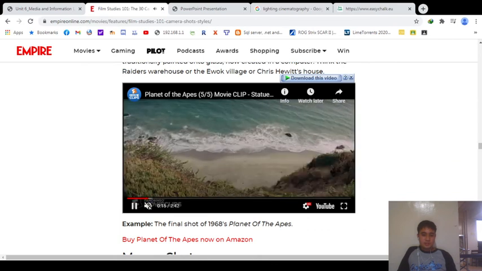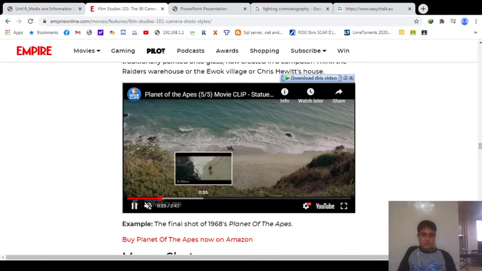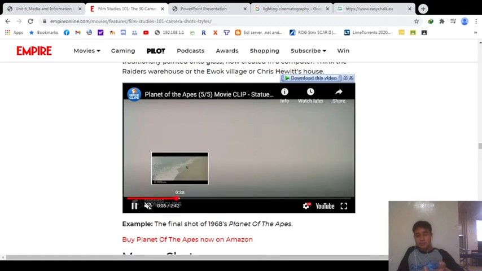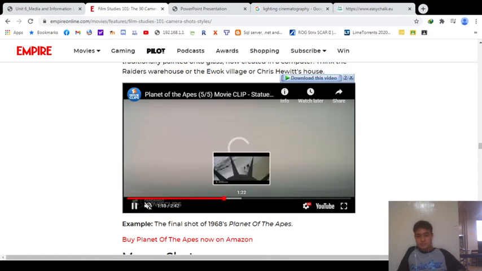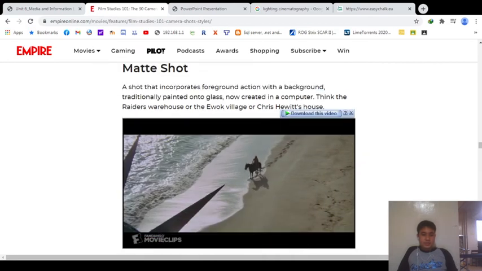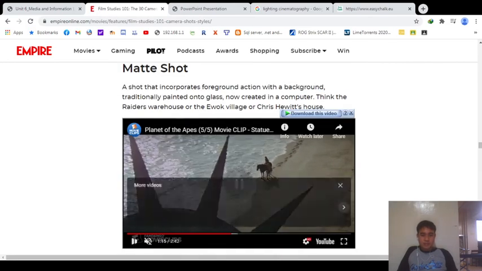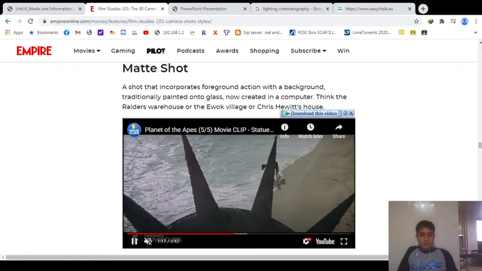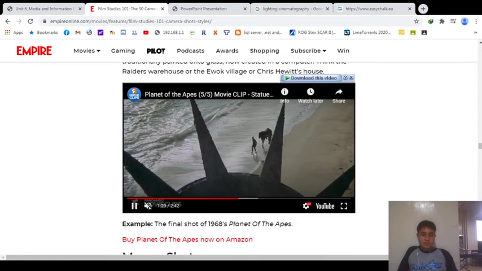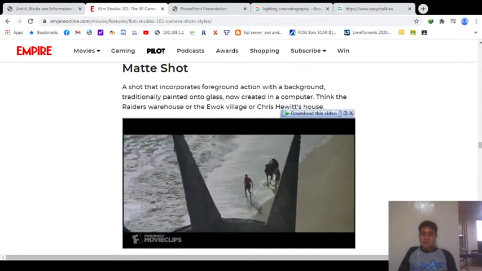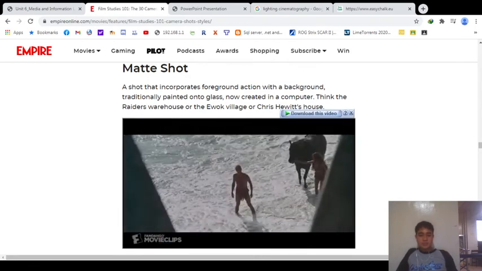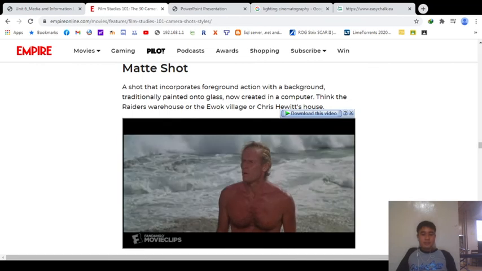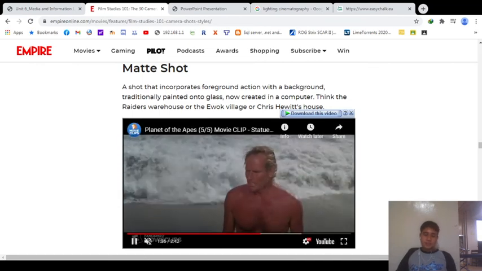A certain threshold of the film that you could see, a certain matte. A shot that incorporates foreground action in the background. A foreground action with a background, traditionally painted onto glass, now created in a computer. Think the Raider Warehouse or the Ewok Village or the Chris Hewitt house. Everything is made using a particular material to create it, using painted glass. The picture is placed there so it looks real, in the scene.